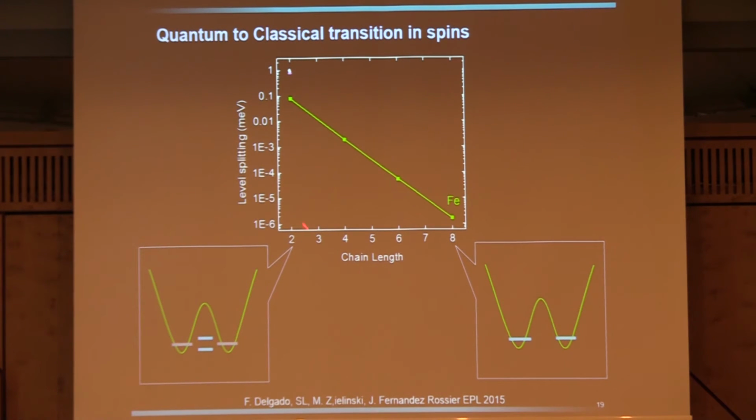And when we are in the range of 2 or 3 iron atoms, we are still in the range where we have a singlet state and a triplet state, so where we still have to think of the system as a quantum mechanical system. And then as we go to longer chains, surely at the point of 8 atoms, the Néel states have been stabilized by the coupling to the environment.